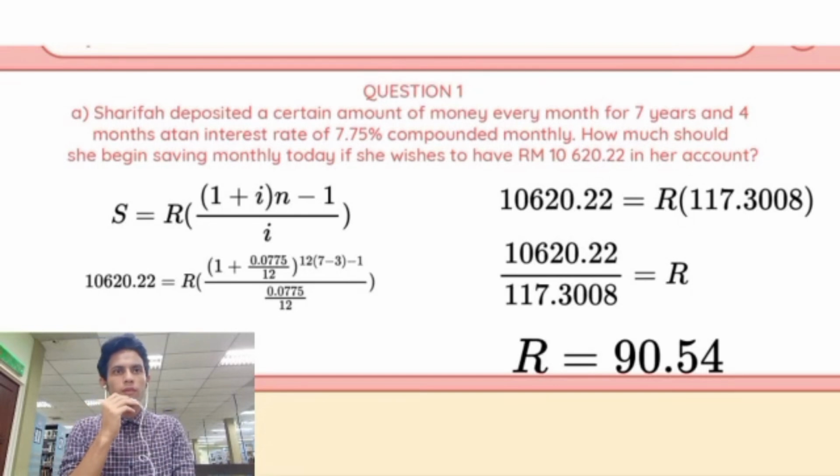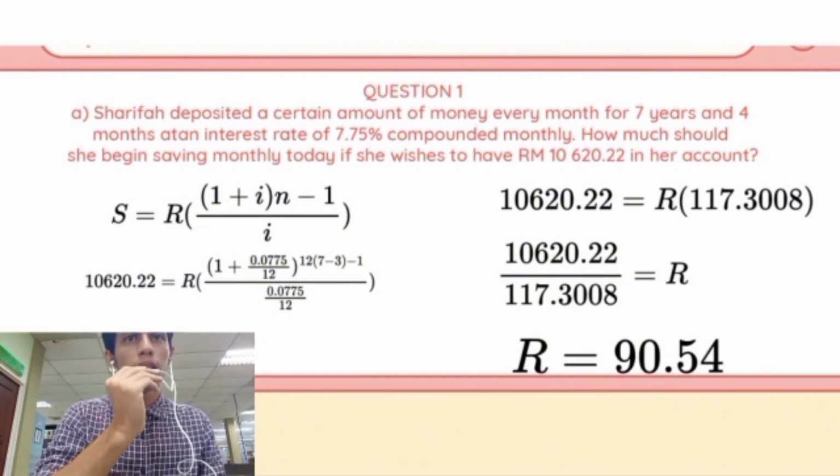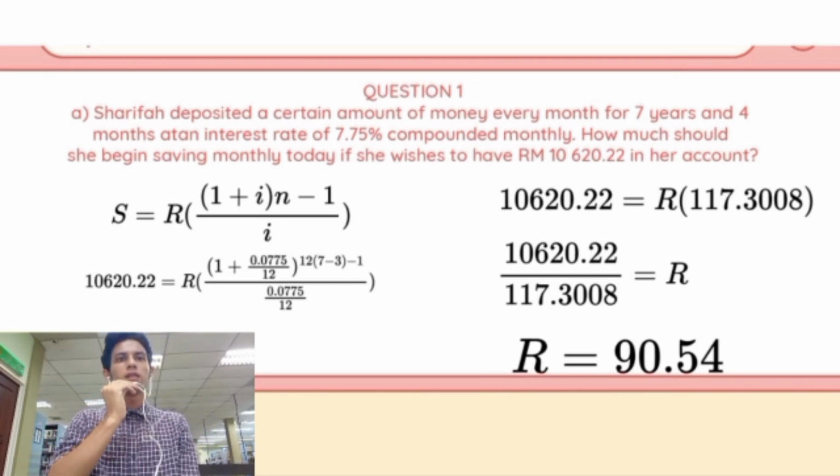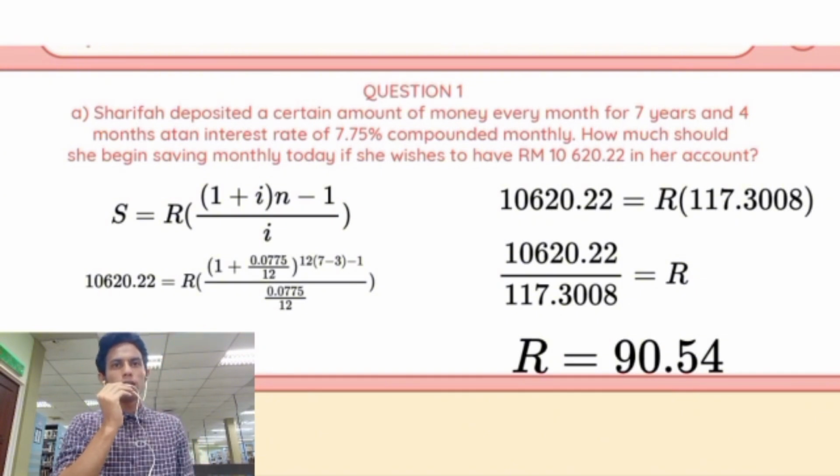My name is Muhammad Shafiq bin Nawawi and I will be the one who will solve part B, question 1. In question 1A, we need to determine how much Sharifah should begin saving monthly if she wishes to have 10,620 ringgit and 22 cents in her account. The formula is S equals R times [(1 plus i) to the power of n minus 1] divided by i.